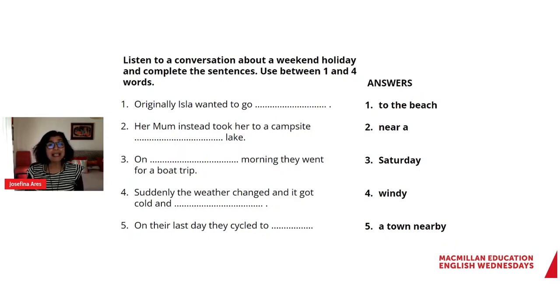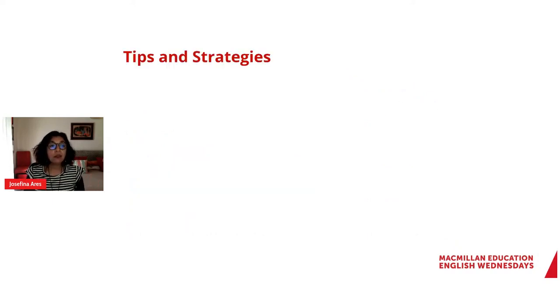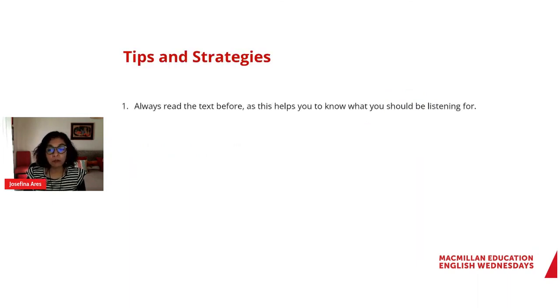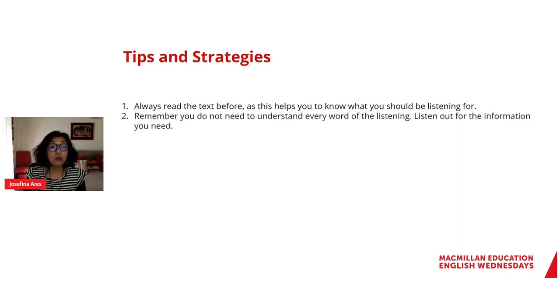So it's quite easy to do this if they read very well before what the text is that they have, okay? So tips and strategies for this, one, always read the text before, as this helps you to know what you should be listening for. Two, remember you do not need to understand every word of the listening. Listen out for the information you need. They don't need to listen to every word. Get them away from trying to listen to every word. However, in this type of listening, it is true that they're listening to detailed words for the answers.